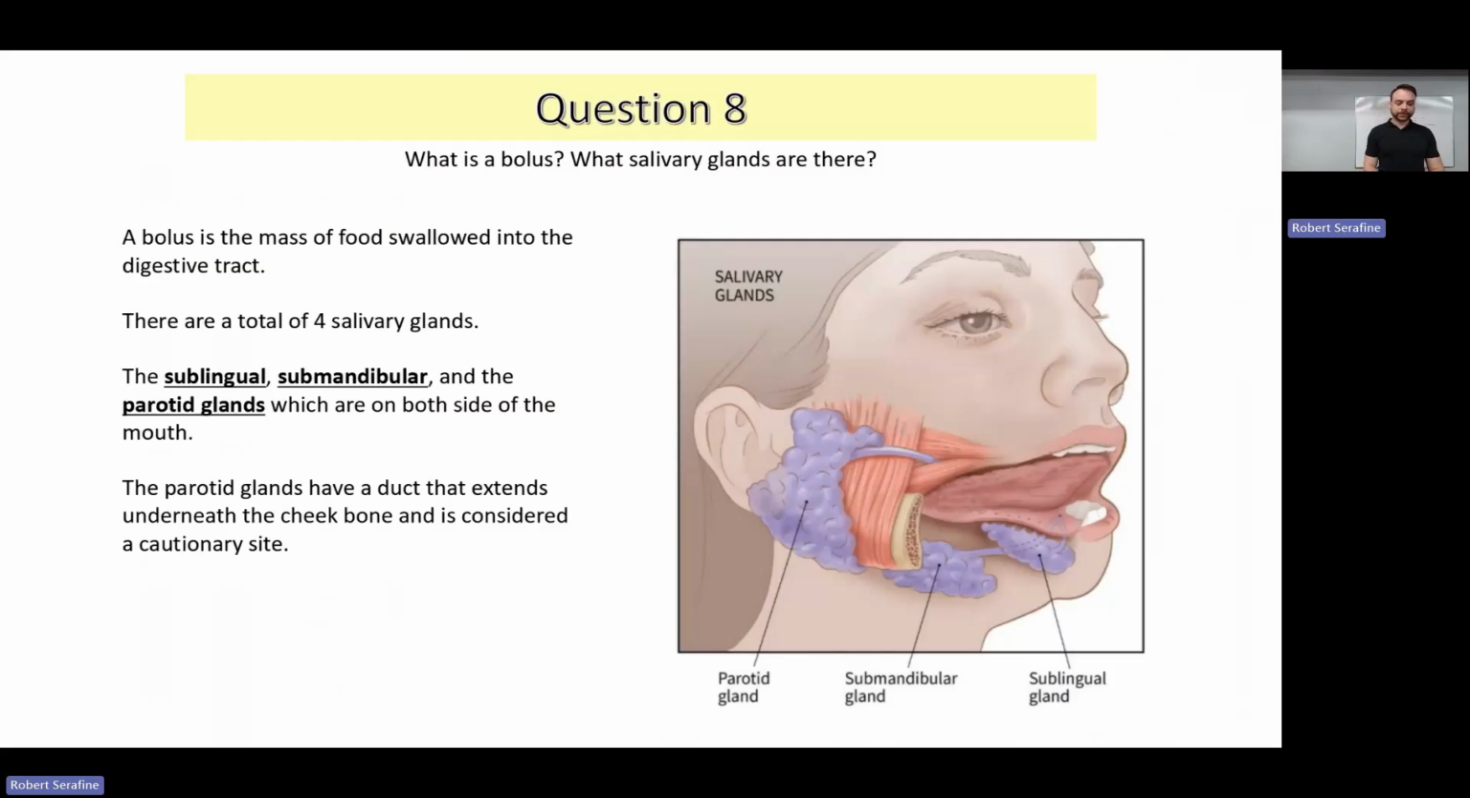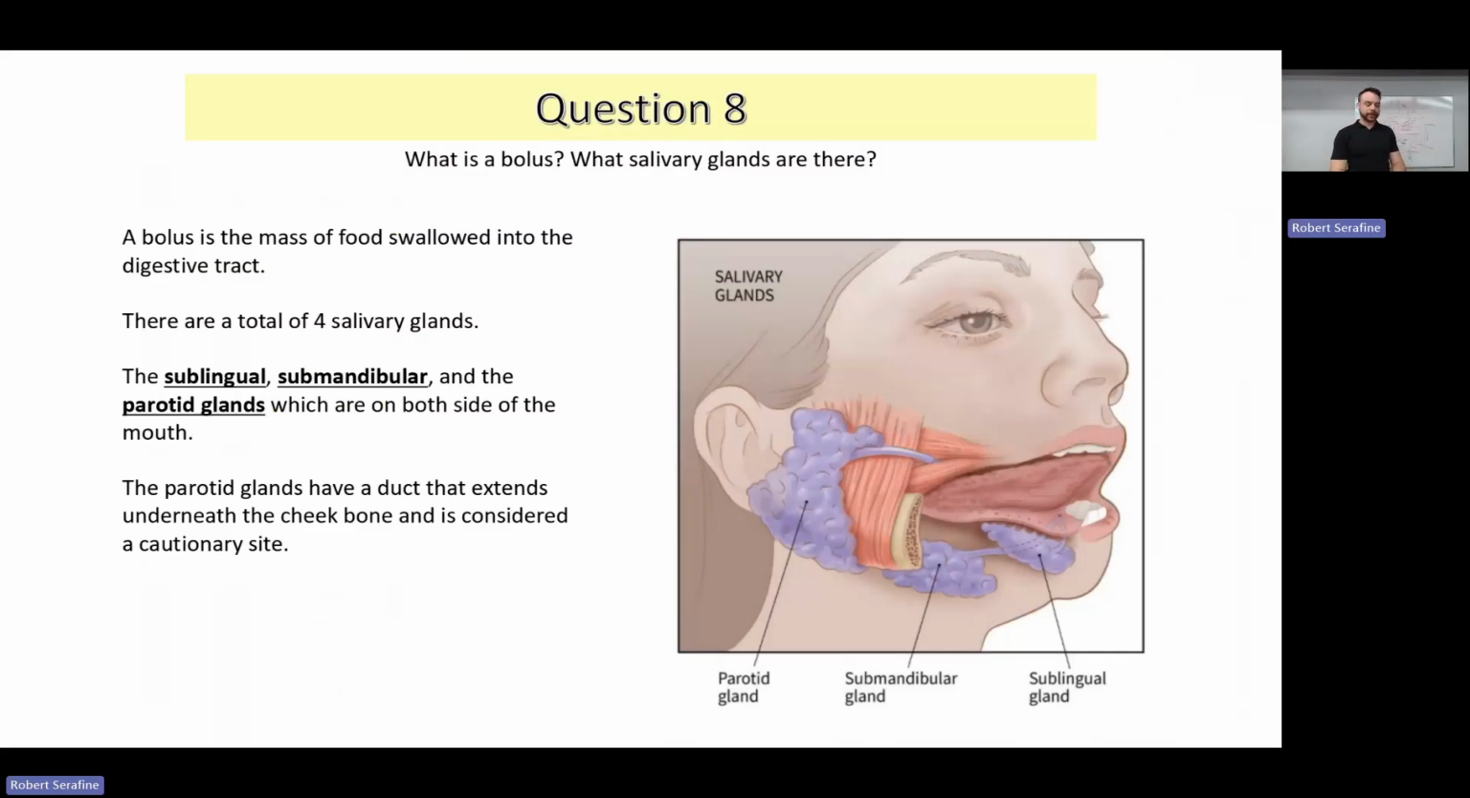Now, let's take a look at those salivary glands, as they do help with our digestive process. So we have 4 total salivary glands, 3 different ones. So we have what's called the sublingual gland right here, essentially underneath the front of the tongue. We have the submandibular gland, which is just a little bit behind that, closer to the mandible. And then we have the parotid glands, which is 1 on each side. So that gives us the 4. The parotid gland is essentially on the cheeks there, as you can see.